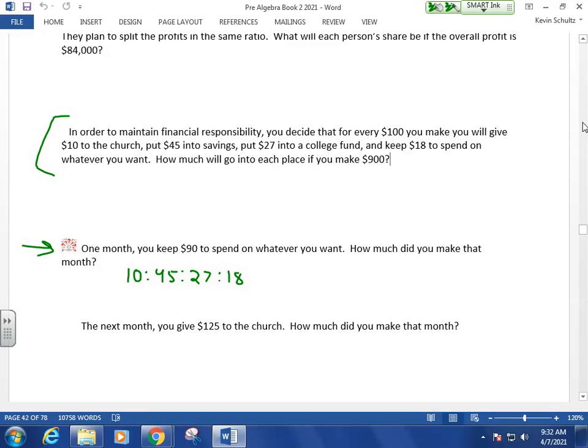Okay, for every $100 you make, that's how you divide it up. 10 plus 45 plus 27 plus 18 equals 100, right? So 1 month, you get to keep $90 to spend on whatever you want. Which number does that $90 associate with? Does that $90 refer to the 10, the 45, the 27, or the 18 here? Which one is it connected to? If it's to spend on whatever you want. Yeah. The 18, right?